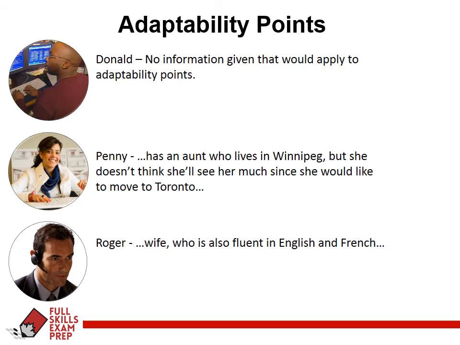When we take a look at this adaptability in relation to the scenarios that we have with Donald, Penny, and Roger, you can see that with Donald, there really isn't any information given as per how his situation would relate to those adaptability points. With Penny, we can see that she has an aunt in Winnipeg, and Roger has a wife who's also fluent in English and French. So let's see how those play a role in the adaptability points.